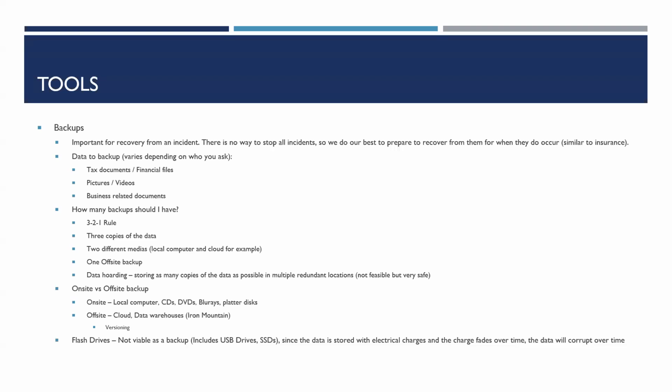How many backups should you have? There's a thing called the 3-2-1 rule that says, I want at least 3 copies of the data. I want it on 2 different media, like a local copy and a cloud copy, say in Dropbox or OneDrive. And at least one of those should be an offsite backup.